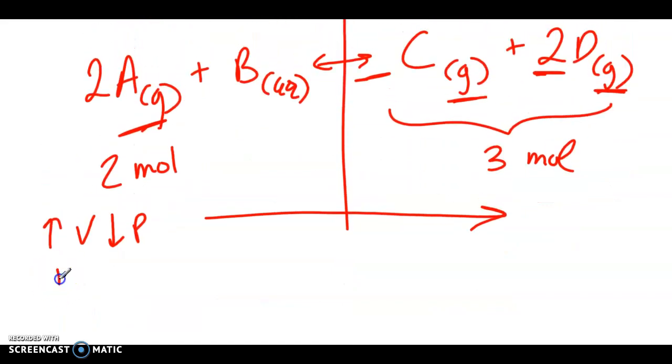If we were to do the opposite, decrease the volume and increase the pressure, right, it would shift towards the reactant side because, of course, the reactants in this particular case are going to be taking up less space. So it's really dependent. Every reaction is going to be different, but you look at the number of gas moles.